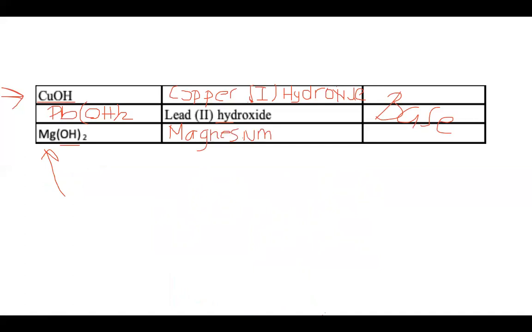Since magnesium is not a transition element, we do not have to add the charge in Roman numerals, because magnesium is an element that is not in the transition area. So this will be just magnesium hydroxide. And that's it. I hope that with this video you understand perfectly how to name bases.